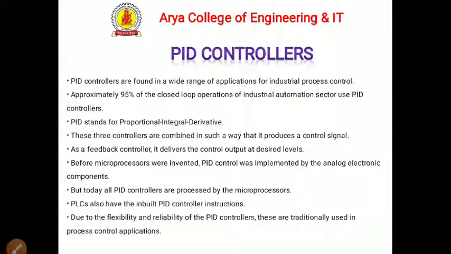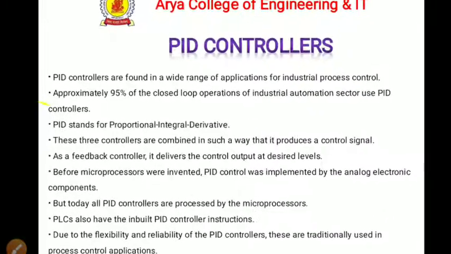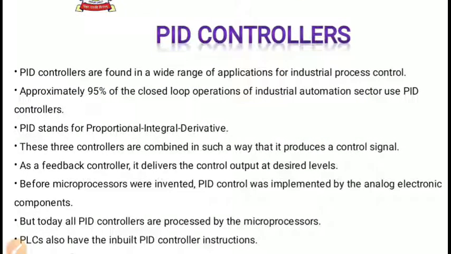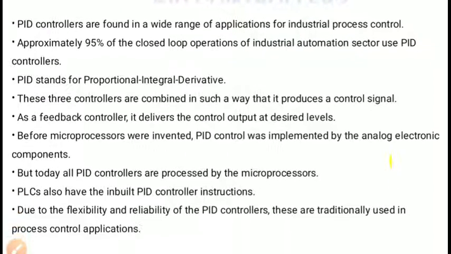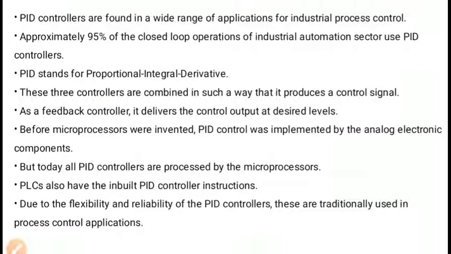Okay, now move to the next topic, that is PID controllers. PID controllers are found in a wide range of applications for industrial process control. Approximately 95% of the closed loop operations of the industrial automation sector use PID controllers, and PID stands for proportional integral derivative. These three controllers are combined in such a way that they produce a control signal. As a feedback controller, it delivers the control output at the desired level.